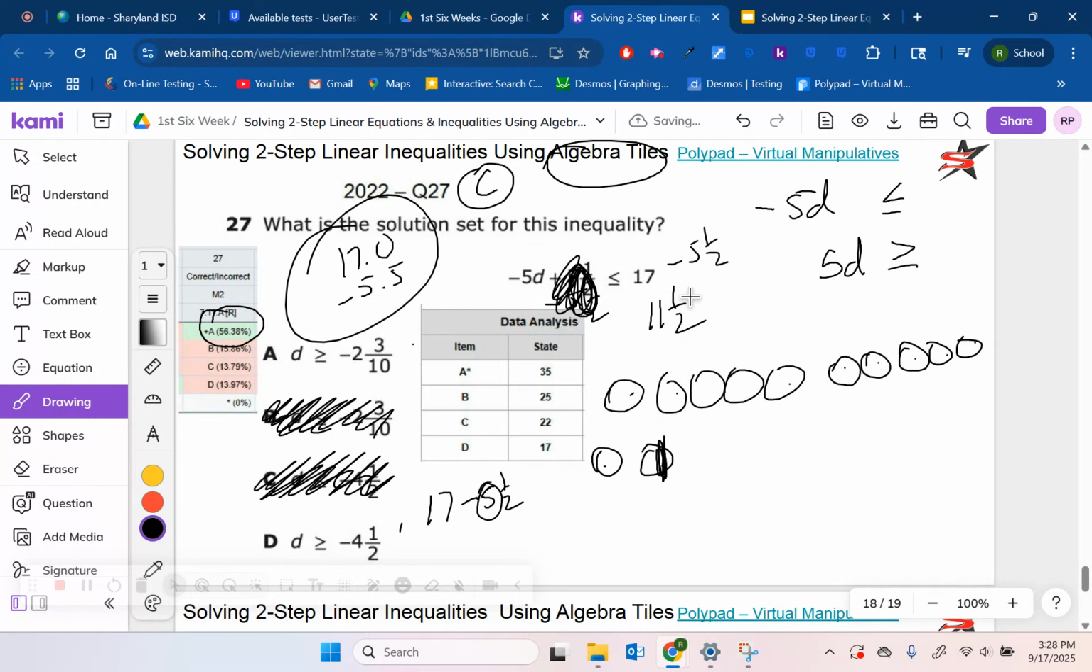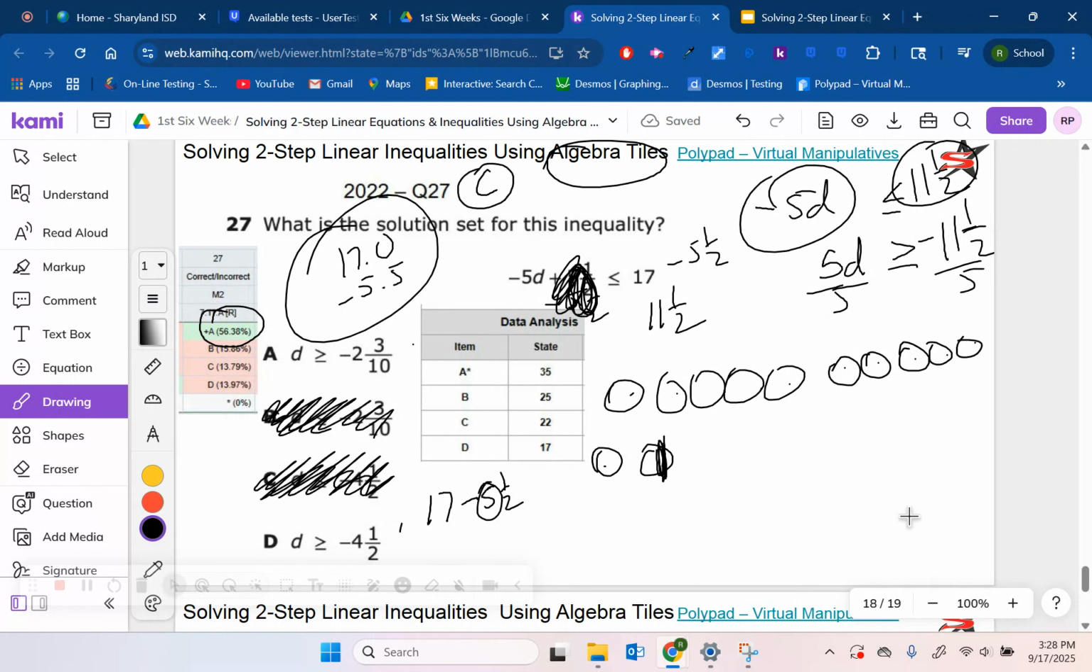This guy becomes positive, and it ends up becoming negative 11 and 1/2 once I do all the work. I do the flipping. So over here is 11 and 1/2. Here it's negative 5D. I flip everything. Now it's the division part, right? Divide by 5, divide by 5.